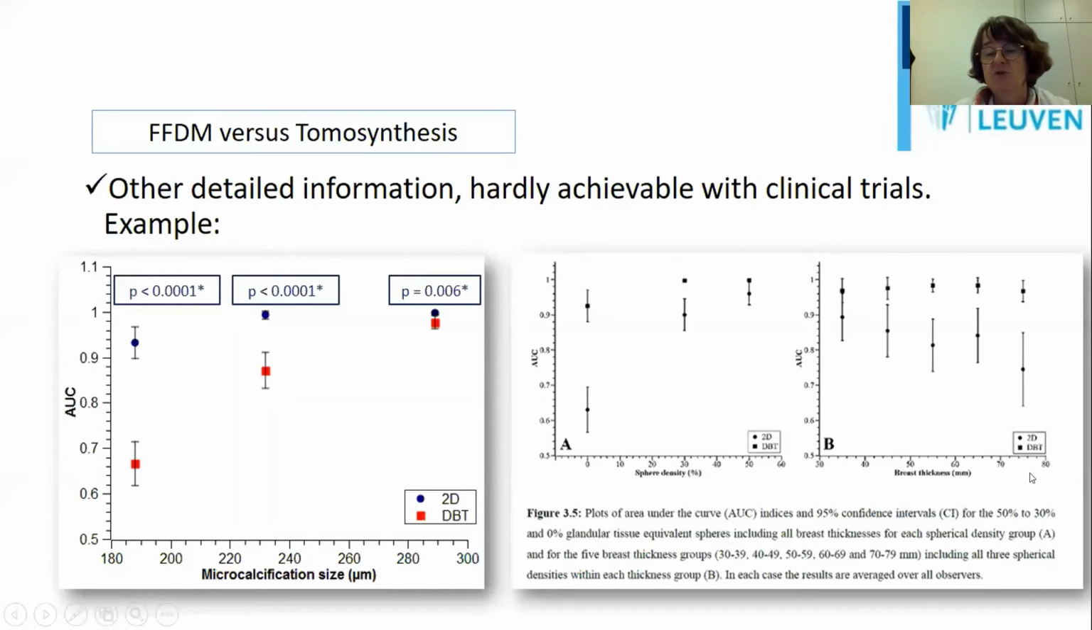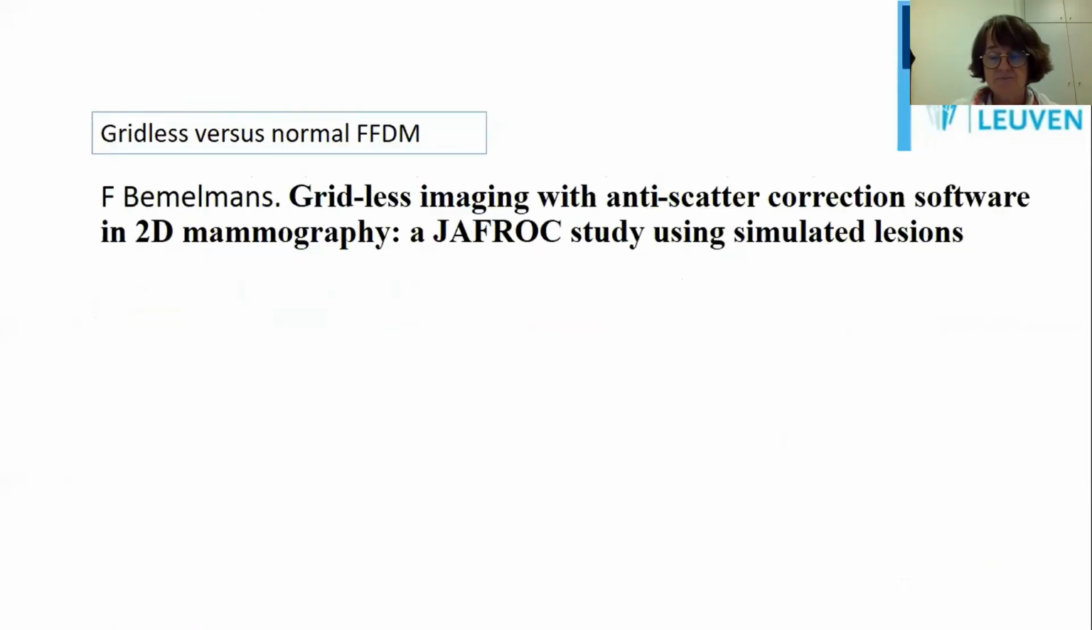You can do it as a function of thickness, and always for 2D and tomo. So if you have this massive amount of readings, human readings or model observer readings, it is then also possible to do an analysis or plotting of the data for many different parameters.